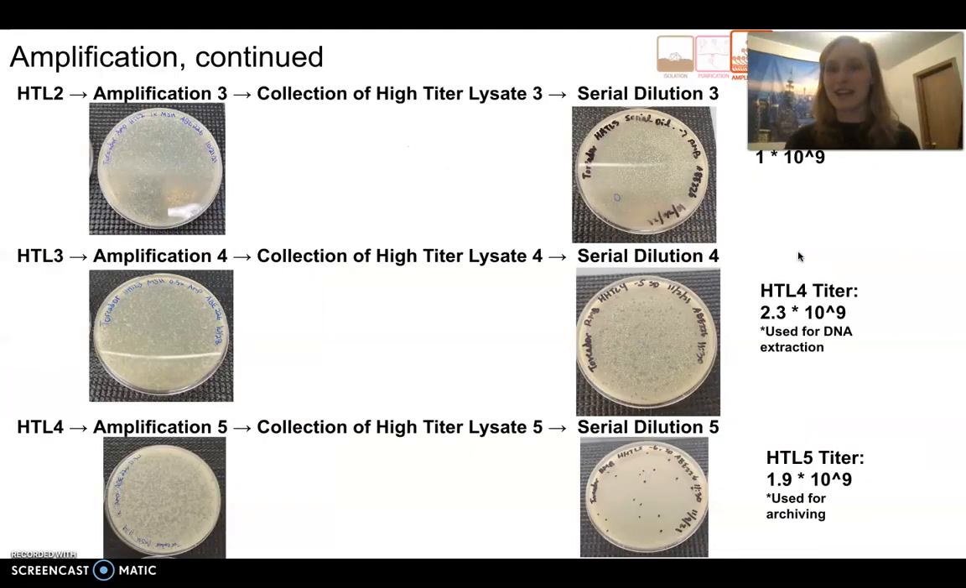You can see that third titer on the right, and then we finally found that high titer lysate 4 had a titer of 2.3 times 10 to the 9th, which was actually used for DNA extraction. We did a 5th amplification, and in our 5th high titer lysate, the titer actually went down. So that 5th one was used for archiving, and we used the 4th for DNA extraction.